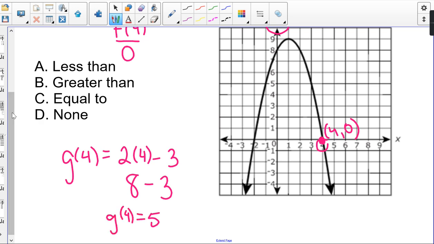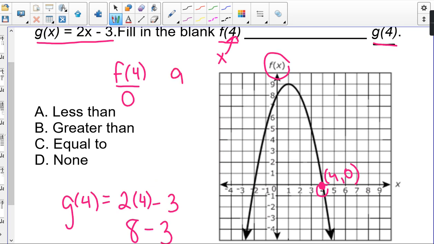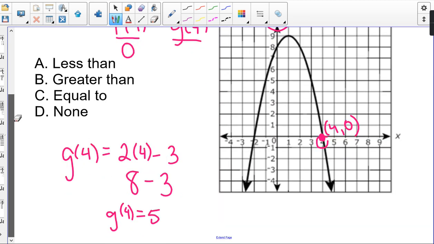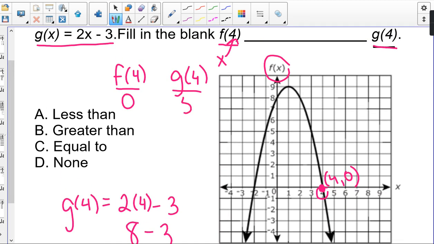I'm just going to write g of 4 next to f of 4 so that we could compare. So we got f of 4 was 0. Now we got g of 4 right down here was 5. And if I want to compare those, well, 0 is less than 5. So my answer is choice A, 0 is less than 5.